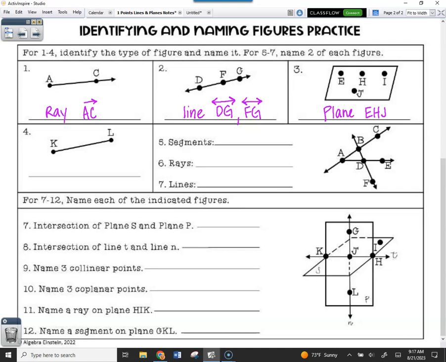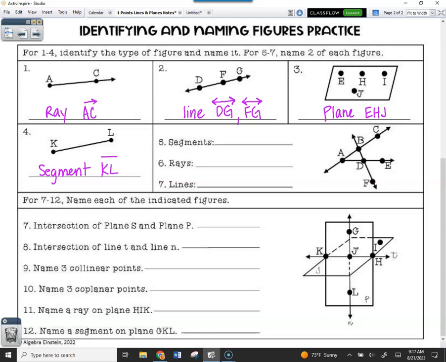Number 4, what shape is that? That is a line segment, and we tend to just say segment so we don't confuse it with an actual line, okay? How can you name it? Or? Very good. Doesn't matter, but there's only 2 ways to name it.